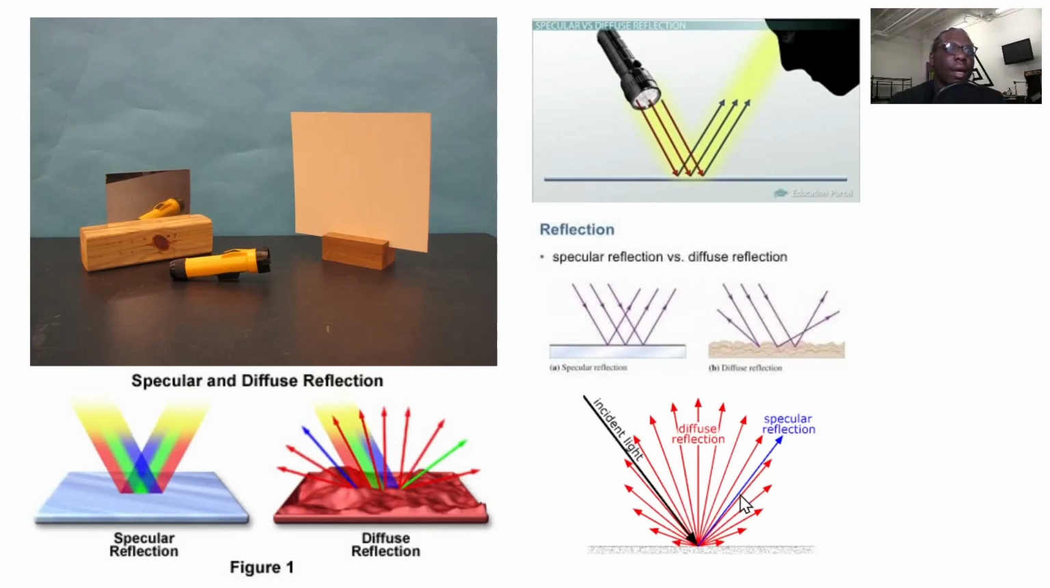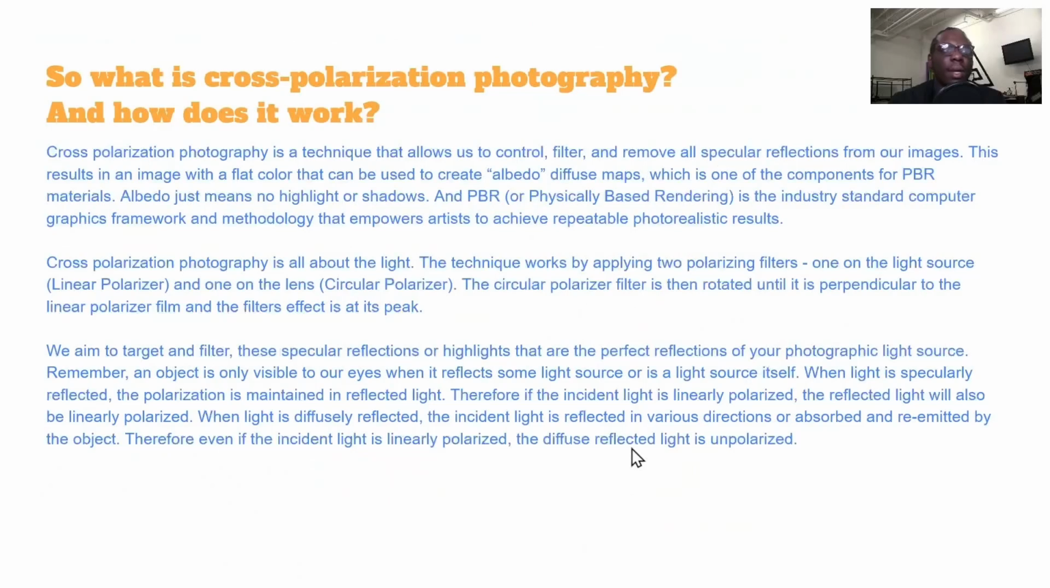This is highlighting the difference between specular and diffuse reflection. You'll see the incident light ray, the diffuse rays scattering in different directions, and the specular reflection scattering in that singular one direction. So what is cross-polarization photography and how does it work?